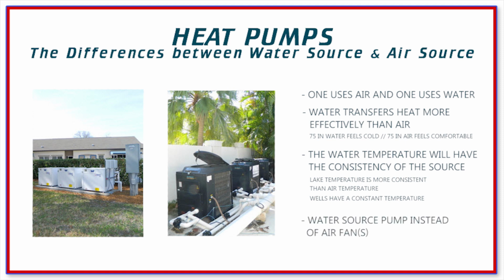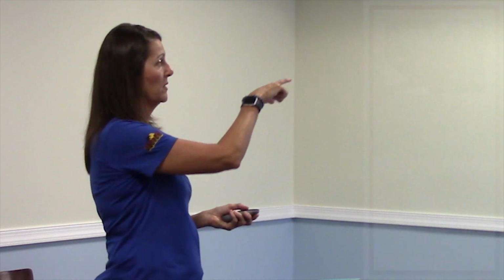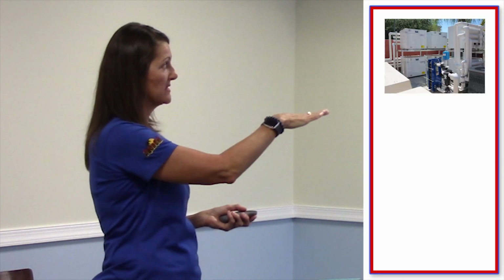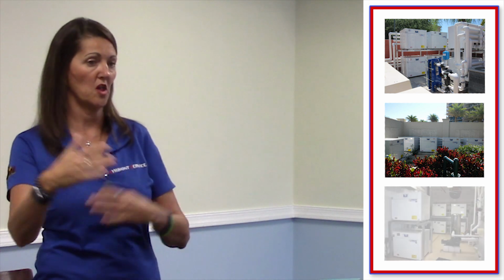One uses a well pump, the other one uses a motor for the fan. The geothermal can be installed indoors. The air source could not, right? So we put them on racks, we can put them outside, we can stack them, we don't need airflow around them. We call it our little magic box, and it doesn't need any airflow. So that gives you more options of where to install it.